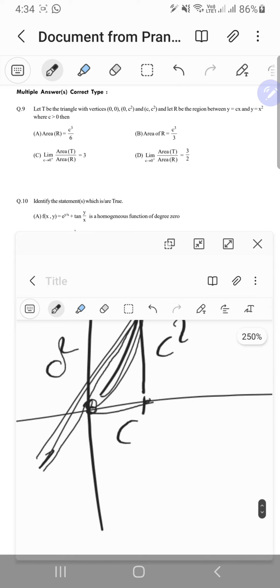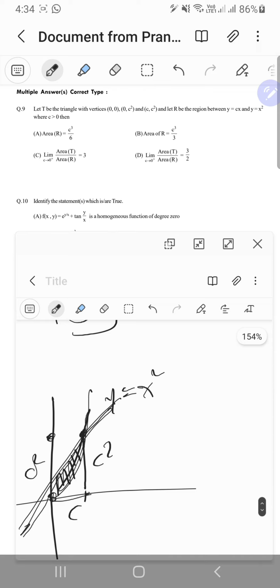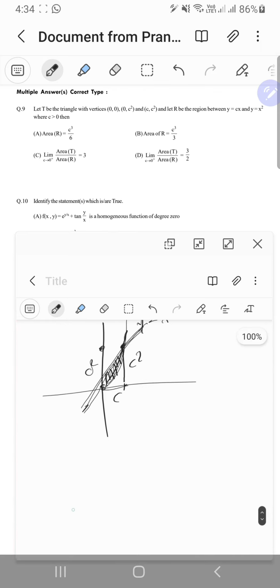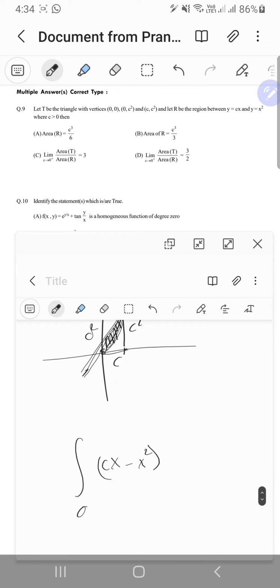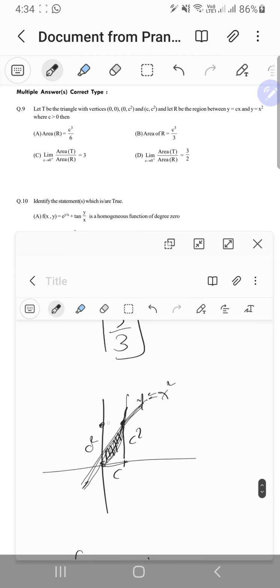So T is the region between this, like this is the region that we're talking about. Okay, then area, that was okay, cool, fine. The area is just integration of cx minus x squared, and it's going from 0 to... wait, let R be the region, of course, sorry. Yeah, so this is the triangle that they're talking about.